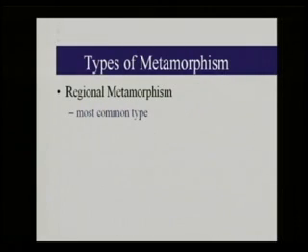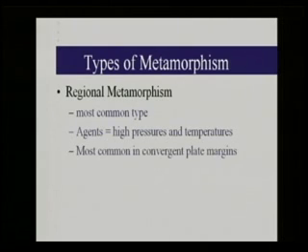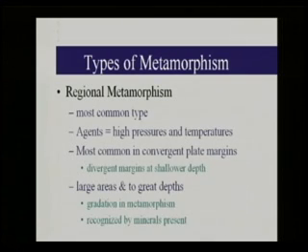But by far, the most common type of metamorphism is termed regional metamorphism. The agents here are high pressures and high temperatures. It's most common in convergent plate margins where there is a subducting plate, but it can also occur in divergent margins at a shallower depth. Regional metamorphism affects country rock in large areas and to great depths beneath the surface of the earth. There is a gradation in metamorphism, and we can recognize this gradation by the minerals that are present.